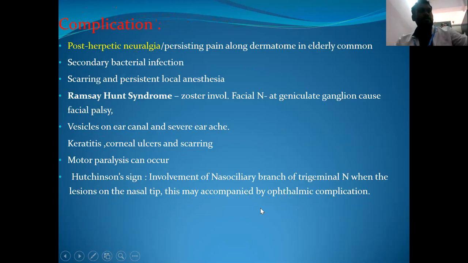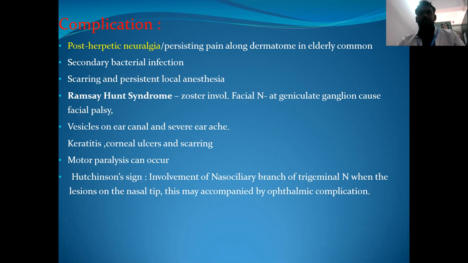So the complications seen with herpes zoster infection include post-herpetic neuralgia, or persisting pain along the dermatome, especially in the elderly. Apart from post-herpetic neuralgia, there can also be the risk of secondary bacterial infection, scarring and persistent local anesthesia. Ramsay Hunt syndrome, where there is involvement of the facial nerve or geniculate ganglion, causes facial palsy. There can be vesicles in the ear canal and severe earache.